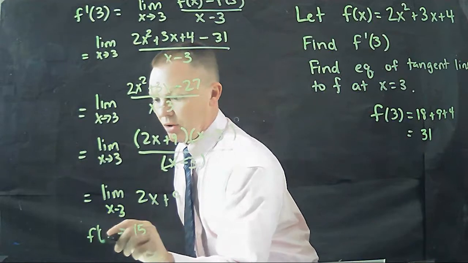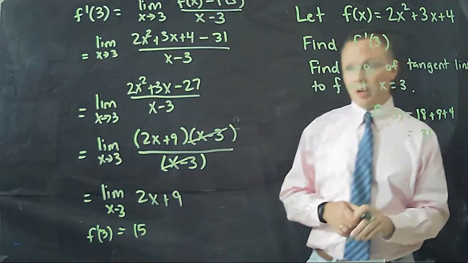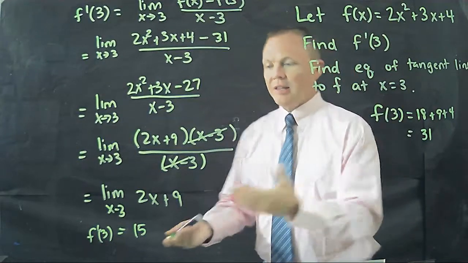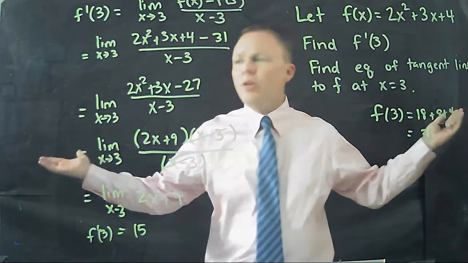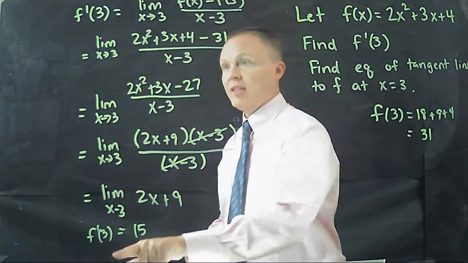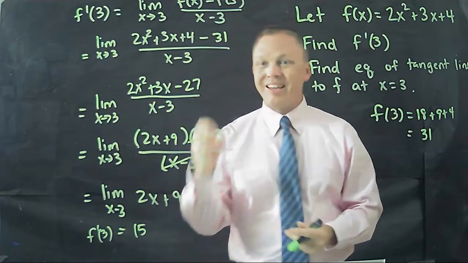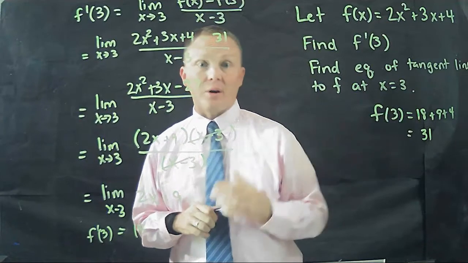By golly, don't ever do these problems, or don't do any problems in any math class, and get this answer and not think about, okay, what does this mean? What did we do all this for? This 15 is the answer to f prime of 3. It's the slope of this tangent line that we were asking about over here.